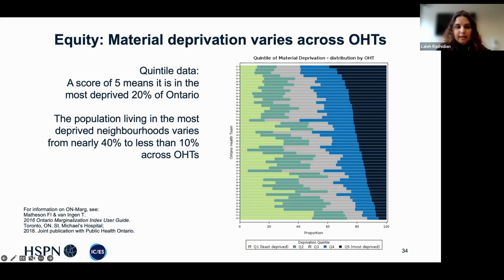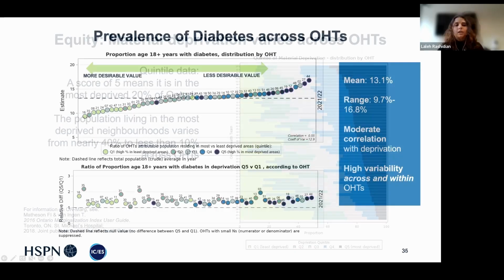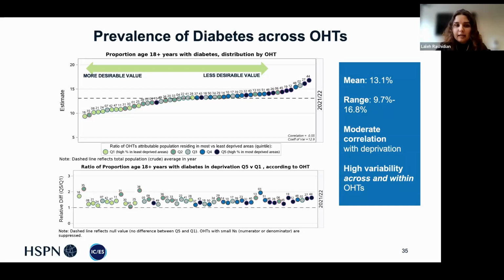So in this image, which is based on the most recent year of data, we can see all our OHTs stacked. And at the top, we can see that we have some OHTs that have up to nearly 40% of their population in most deprived areas, while at the bottom, this is less than 10%. So now let's look at prevalence of diabetes across OHTs and see what we can learn when data is presented in this way, which is the format which is used in the HSBN reports.